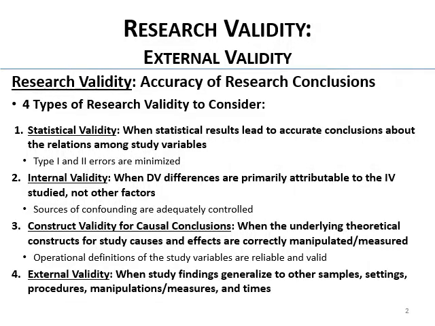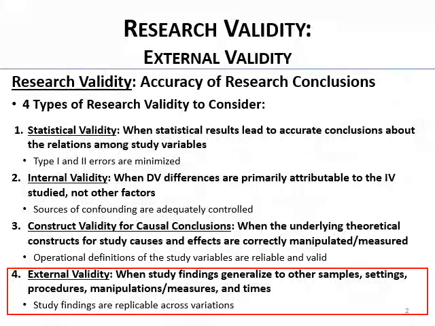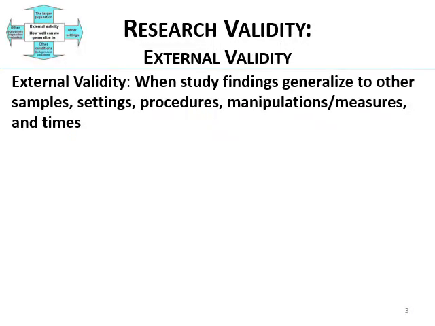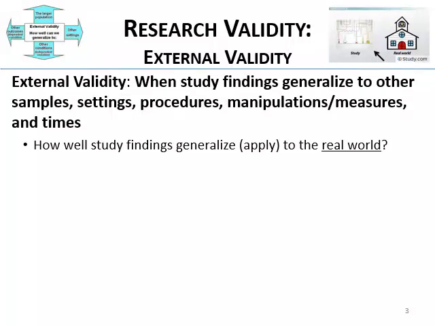That is external validity. It's when your study findings generalize to other samples, settings, procedures, variations in how you manipulate or measure things, and times. So we call that external validity. And that's basically when your findings are replicable across variations in procedure and whatnot. So let's dive in. It's not too bad of a topic. So again, external validity is when your findings generalize to other samples, settings, procedures, manipulations, measures, times, etc. And how well do your study findings actually apply to the real world? That's the question being answered by external validity.